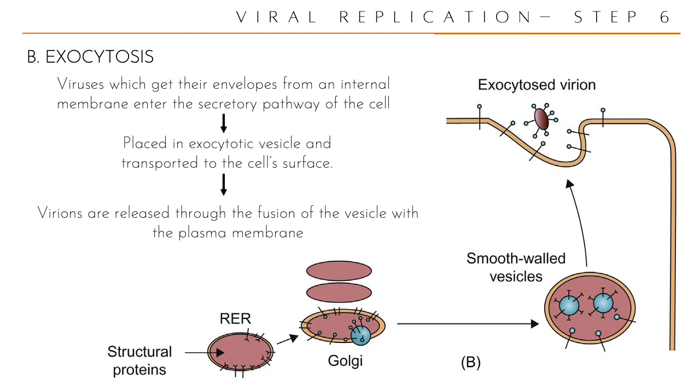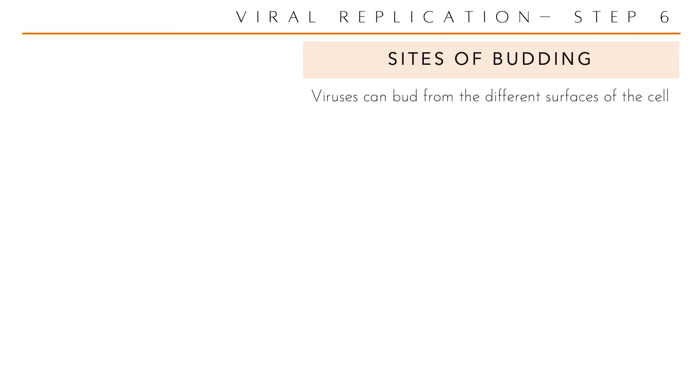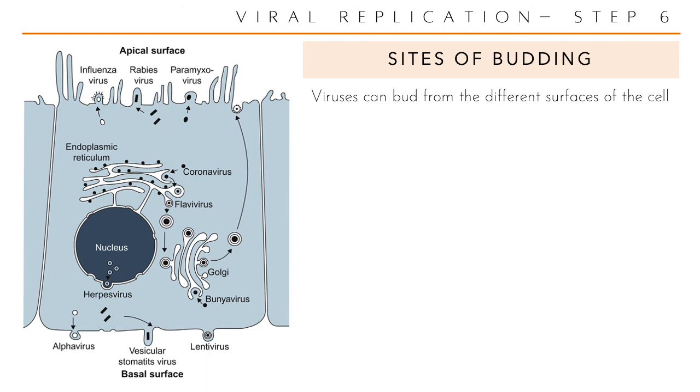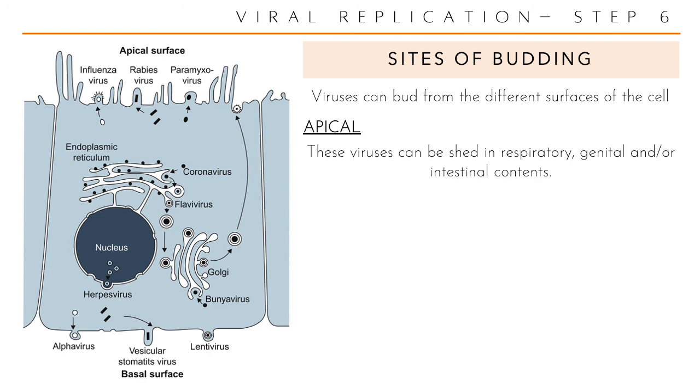Now, where do they actually go out of? Remember, cells have different surfaces, right? You have an apical surface which faces the lumen of an organ, especially the intestine, for example, and the basal surface which faces the blood vessels. So different viruses have their predilections as to where they would bud from. Some viruses would bud from the apical surface of the cell, which is commonly done by viruses which hit the respiratory, genital, and intestinal systems, right? As you can see there, influenza virus, paramyxovirus, and such.